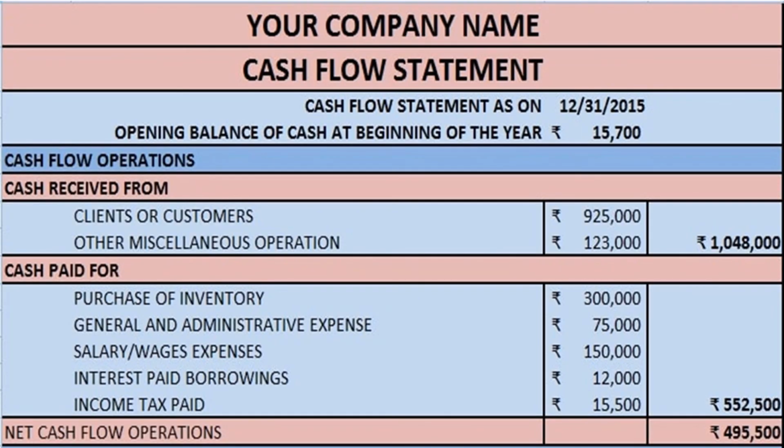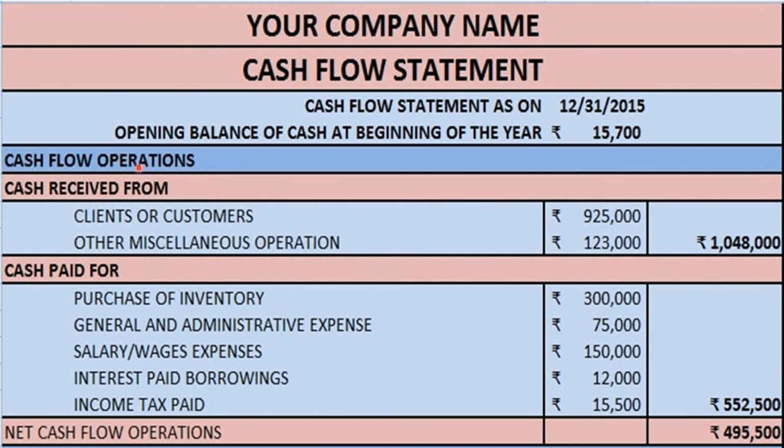It's very simple. So here, this is an example of a cash flow statement. Your company name, you need to write there, cash flow statement, the title of the report. Cash flow statement as on December 31, 2015. Opening balance of the cash at the beginning of the year is 15,700. Ginahatag na nila ang cash, beginning cash balance. Diri ho, 15,700.